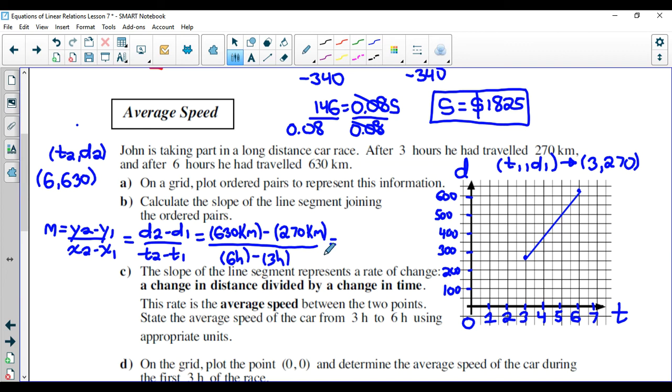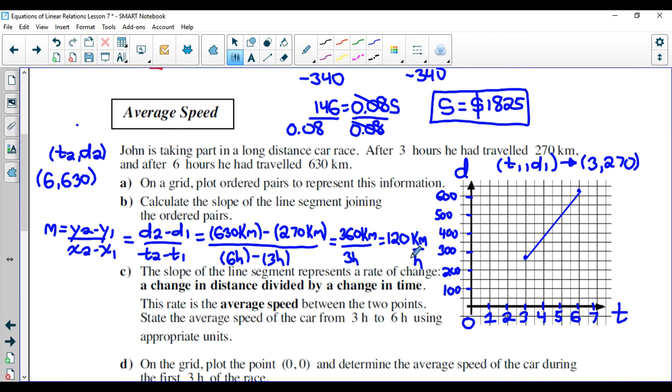And then this would give me 630 minus 270 would be 360 kilometers. Divided by 6 minus 3 is 3 hours. Okay, now to calculate the slope, it's divided in 2 parts. We'll divide the numbers first. So 360 divided by 3 hours would be 120. And the units, they're 2 distinct units, can't cancel them off. So just write them as a fraction. So it would be 120 kilometers per hour.